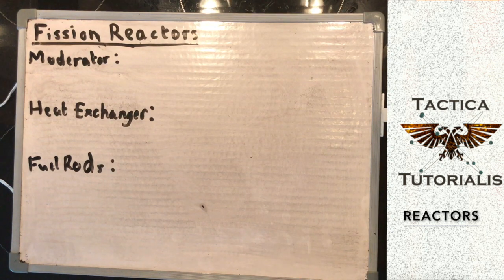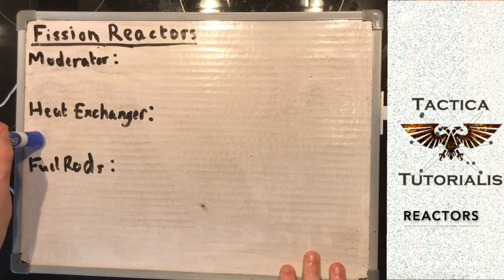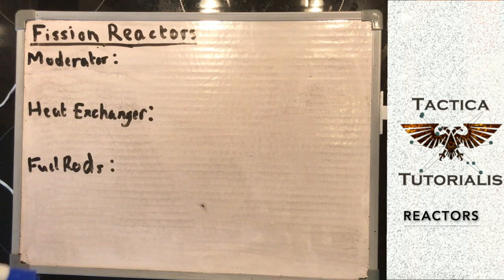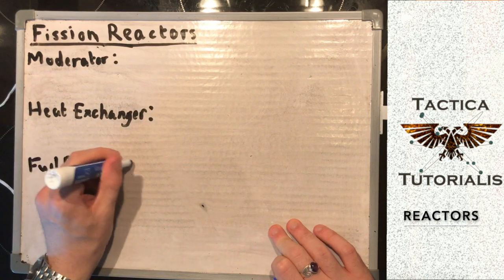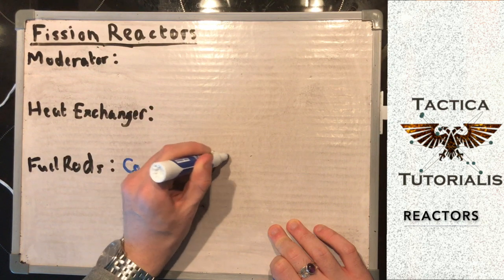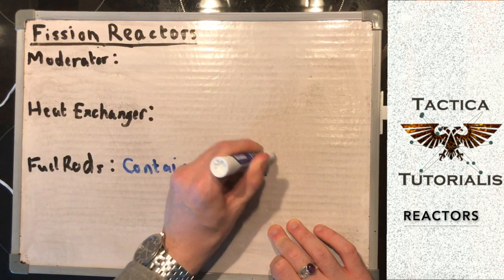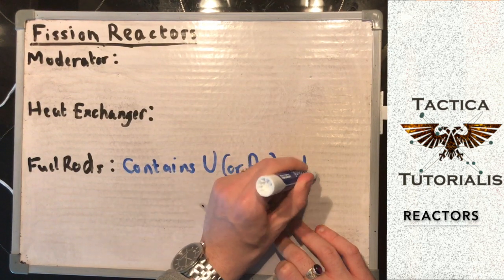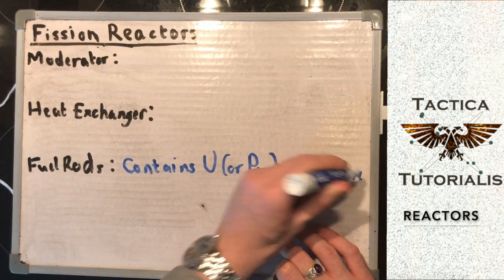We've already mentioned control rods, what they're made of, how they work, but the other key terms that come up in terms of labeling a reactor and describing its functions would be that of a moderator, a heat exchanger, and the fuel rods. Two of those terms we've already seen, but we need to explain what they are. So the first one that should be most obvious is the fuel rods. Contains U or Pu, where Pu is plutonium and U is uranium, and is where the fission happens.